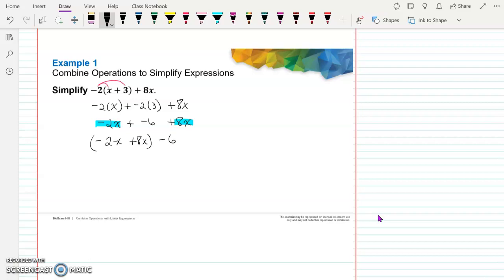Keep the minus 6. So the negative 2x plus 8x would be 6x. Signs are different on those two numbers, so I'm going to subtract. And the sign of the larger number is going to determine the answer. Bring down my minus 6. And 6x minus 6 is our simplified answer.